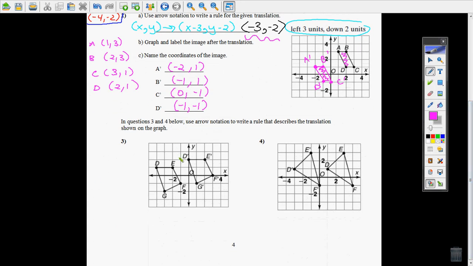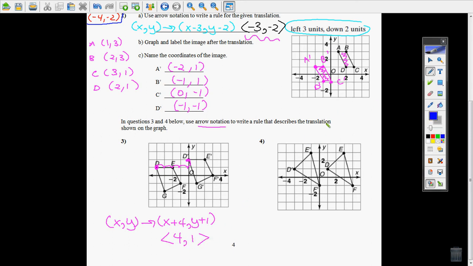All right, so number 3, it just asks us to use arrow notation and write a rule that describes it. Again, you're just going to pick a point. I'm going to go from D to D prime. Remember, you want to go from your pre-image to your image. And so to do that, I'm going to go 1, 2, 3, 4 units right. So this means I'm adding 4 to my x, and then I'm going to go up 1 on my y, so y plus 1. In vector notation, this would be <4, 1>.